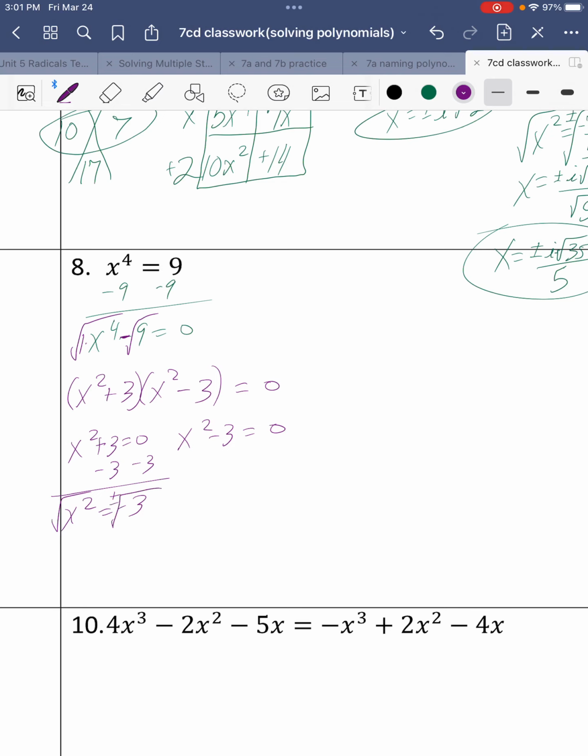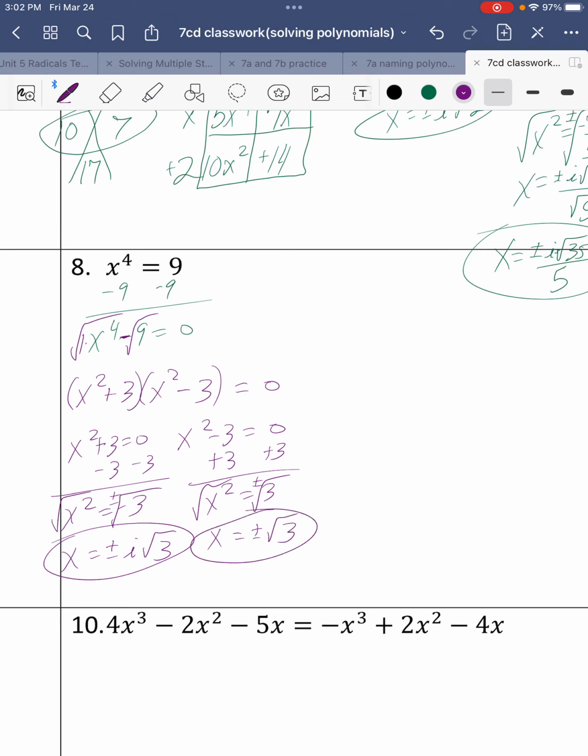So subtract 3, square root, positive negative i square root of 3. There's two answers, and we get the other two coming from the second equation. Positive negative square root of 3. Can't simplify the square root of 3, so that's your final answer.